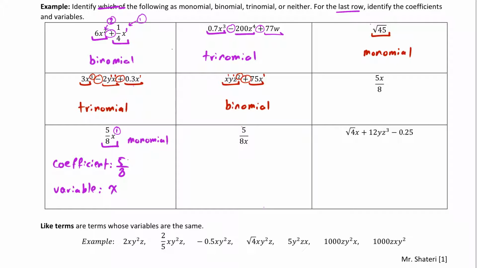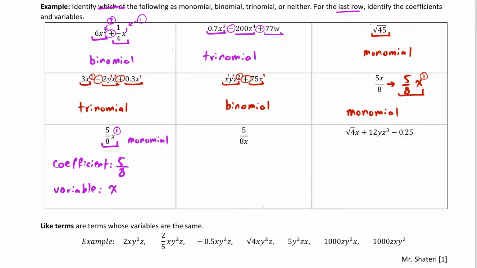This one over here can be written as 5 over 8 times x. It's pretty much the same thing. So I have one whole term. My exponent here is a positive 1, and it's a whole number, and since I only have one term not being separated by a plus or minus sign, this will be a monomial.